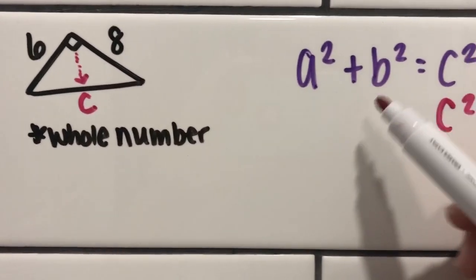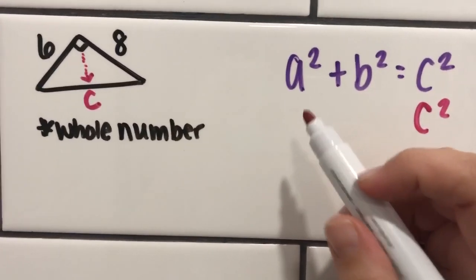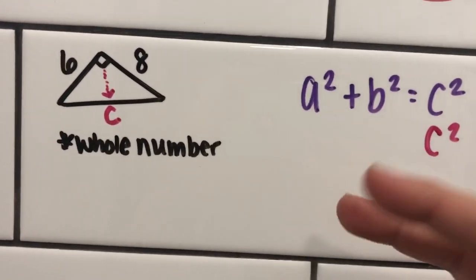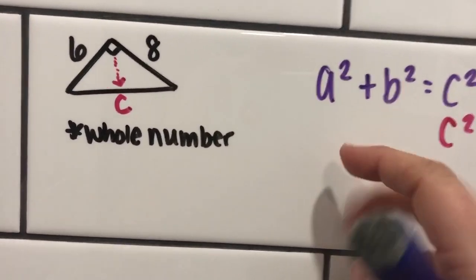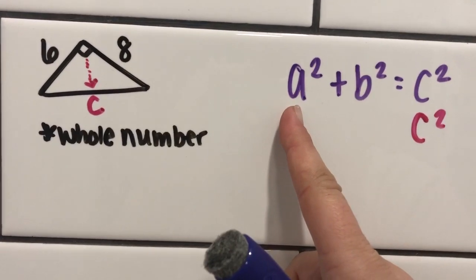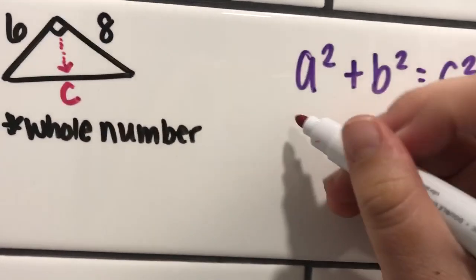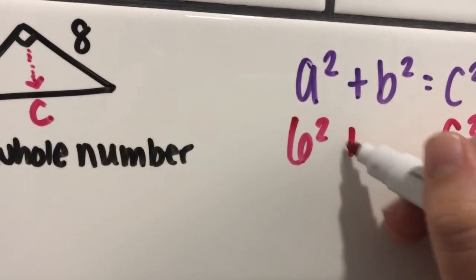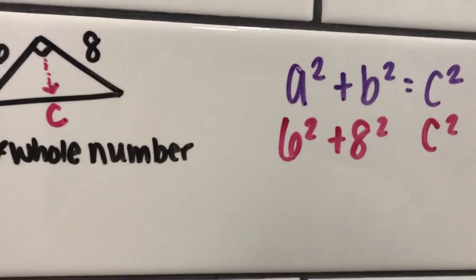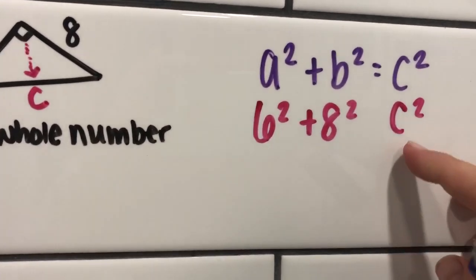And I've said it a few times, but I want to say it again because some kids get confused with this. A and B don't matter. You can switch them up. You could put 6 here and 8 here, or 8 here and 6 here. It does not matter. So I'll put 6 in there. We'll put 8 in there, remembering to square them. And I'm going to solve for C.